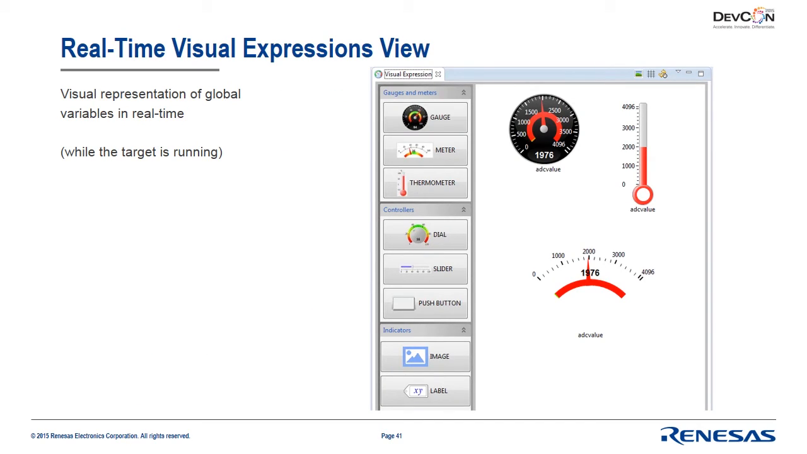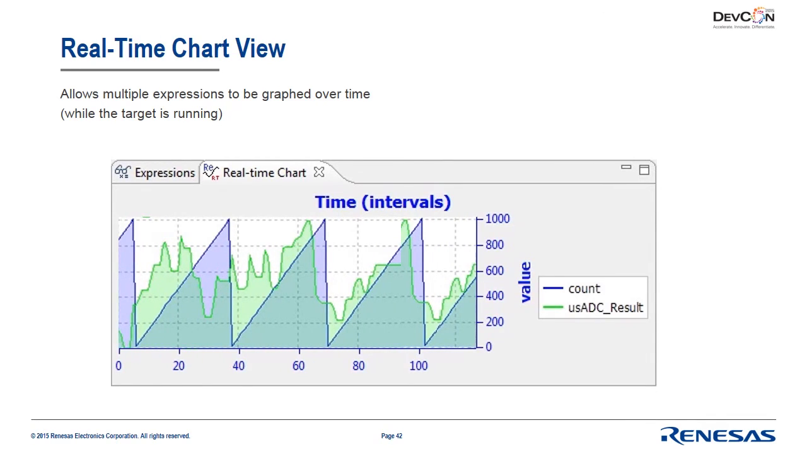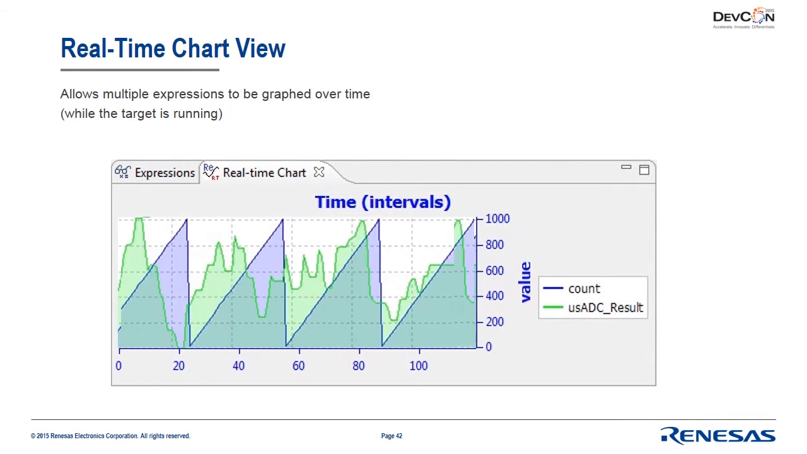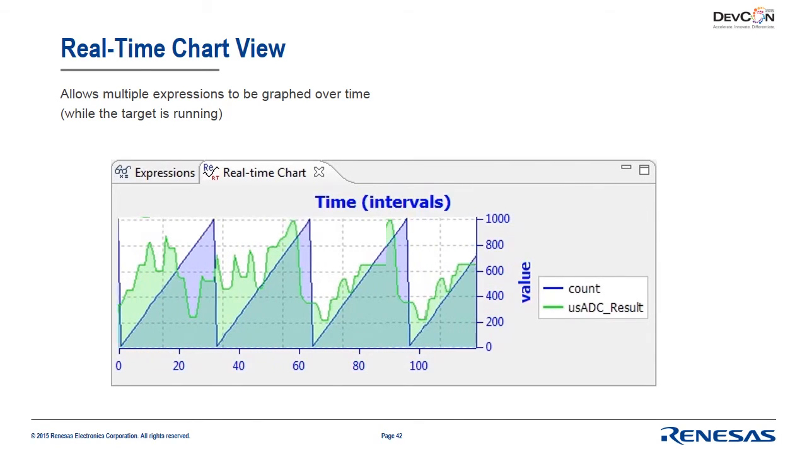We have also these real-time visual expression views in e² studio, so you can put some gauges or sliders or meters in there. And essentially, if your variables change, you can graphically see them change while the target is running in real time. You can also choose to graph these certain variables, and you can see how the value is changing over time while the target is running.